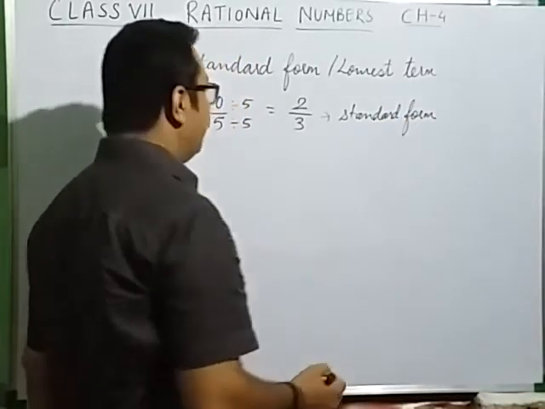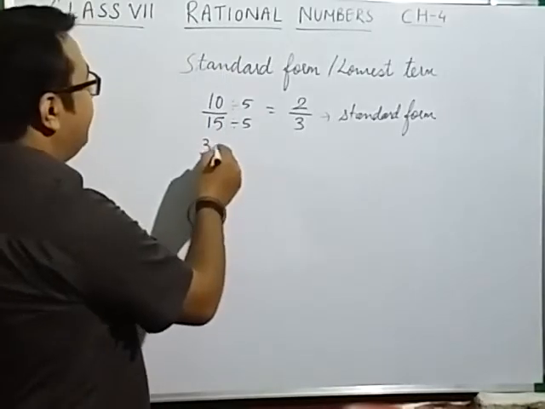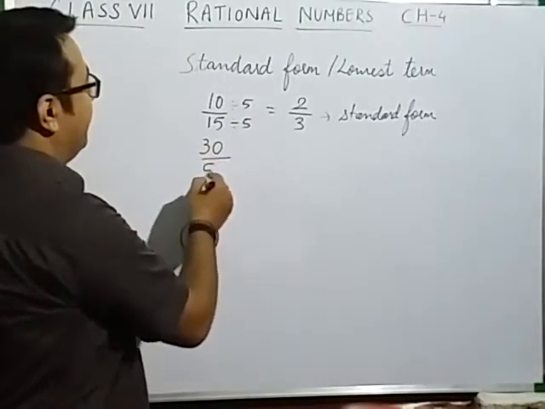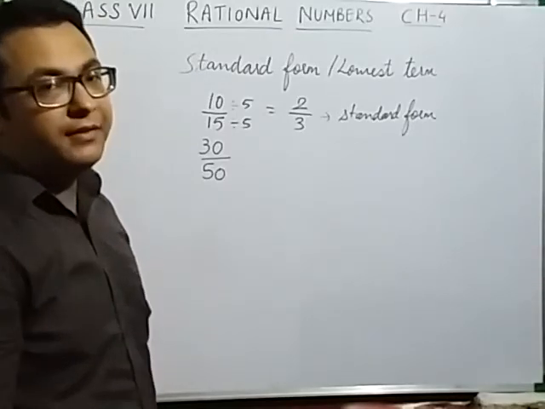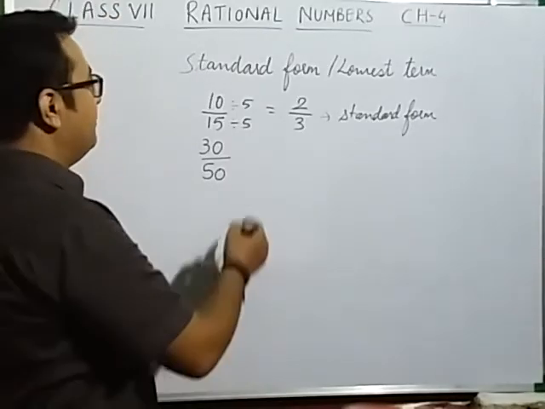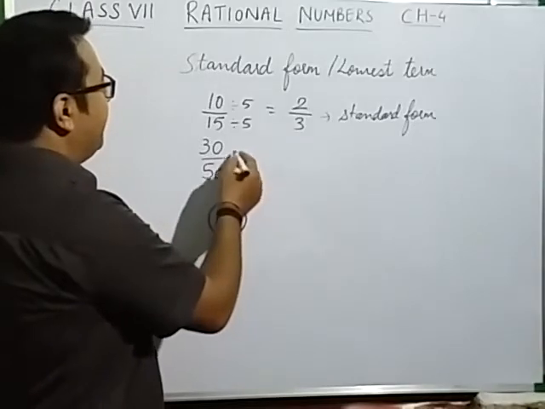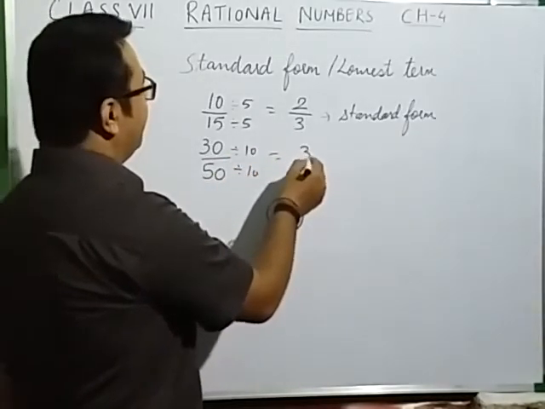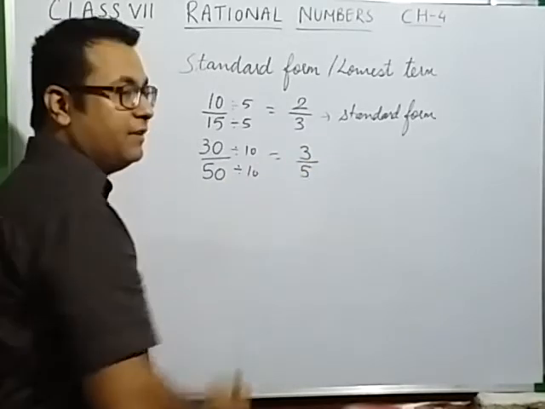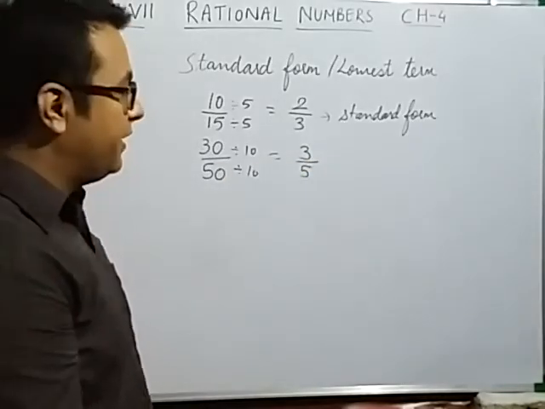Another example, if the given number is 30 by 50 and I need to write its standard form or lowest form, here you can simply divide by 10 and we will get 3 upon 5. So 3 upon 5 is the standard form of 30 upon 50.